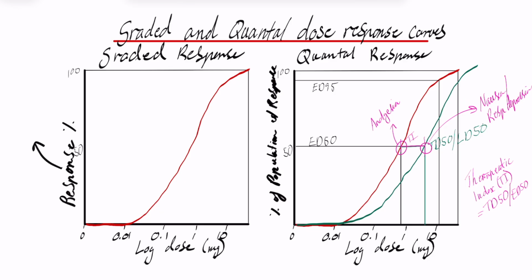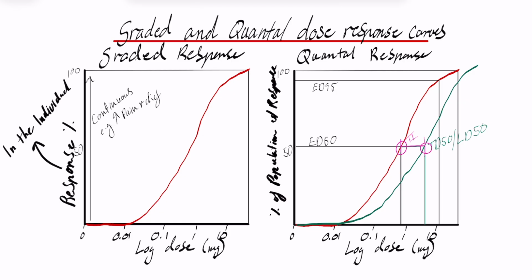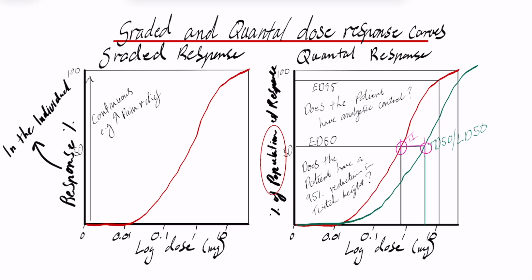So just to summarize, graded dose response curves tell us how increasing doses affect response in a single individual, and the response is continuous on a spectrum. It's not just a yes or no question. While a quantal dose response curve looks at the dose response relationship across a population, and it's a binary question. So you're asking, does the patient have analgesic control or not? Or does the patient have a 95% reduction in the first twitch height or not with the neuromuscular blocking drug?